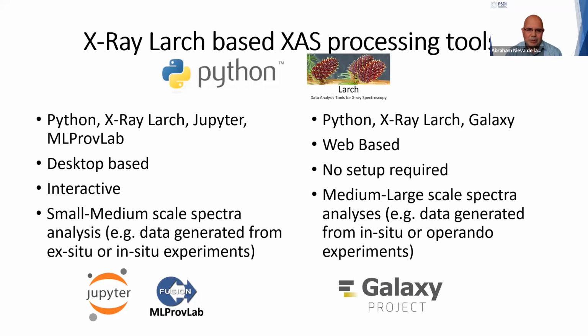The Jupyter-based one is desktop-based, is interactive, and it's ideal for small to medium scale spectra. So about the same as what you use currently in Athena and Artemis. And the Galaxy-based one, which doesn't require any setup, is web-based, and it's suitable for very large scale analysis.